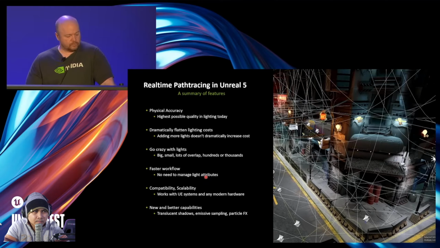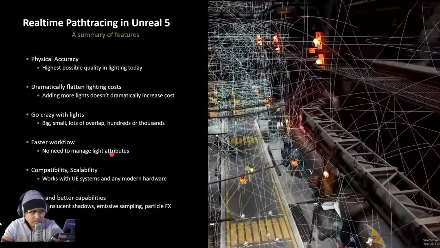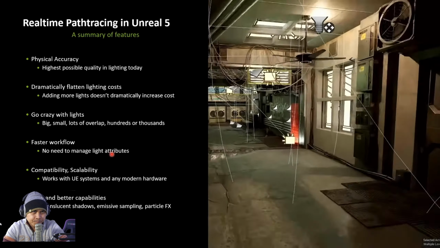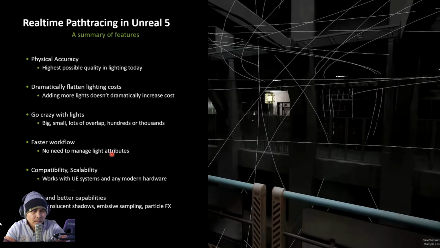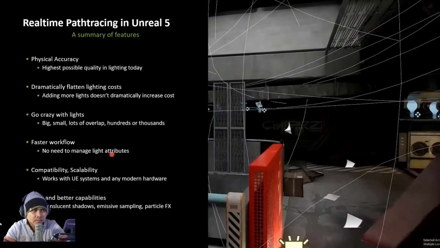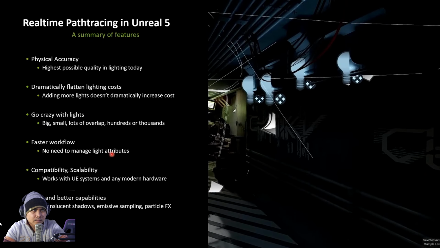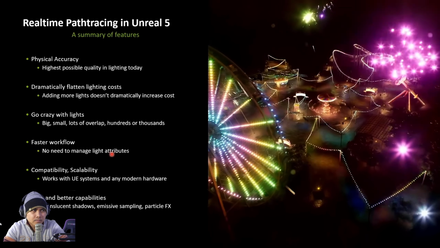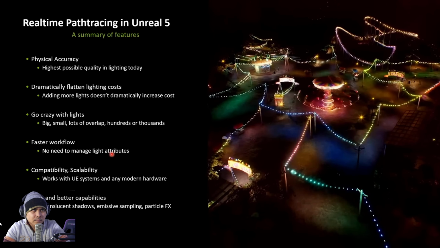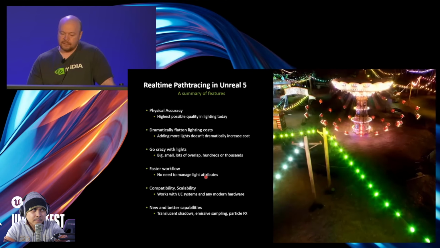5090? Like I said, there are some new features that come about with all this. Translucent shadows, translucent colored shadows. I'll show you some examples of that. Emissive sampling. You can get direct lighting and global illumination from emissive surfaces. Every triangle becomes a light source. And particle effects. Niagara lights can be shadow casting.